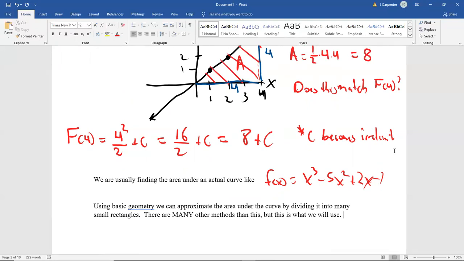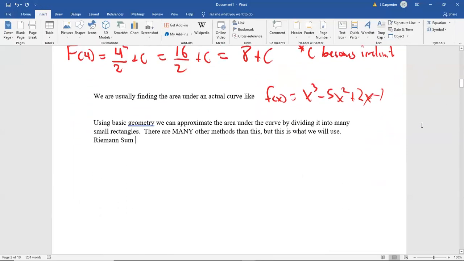R-I-E-M-A-N-N. I couldn't remember if there were two N's at the end, so I had to look it up, and it is two N's. So again, this is known as a Riemann sum. R-I-E-M-A-N-N, S-U-M. Let me show you what we're talking about here.